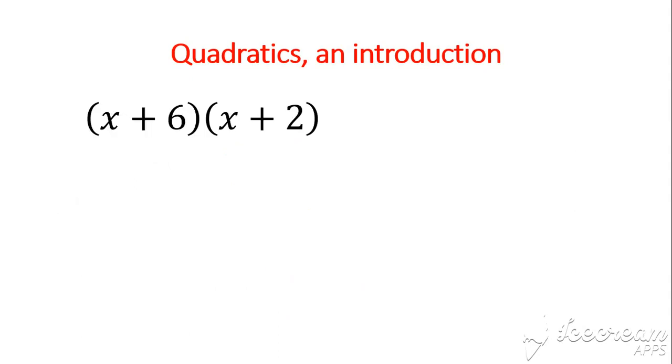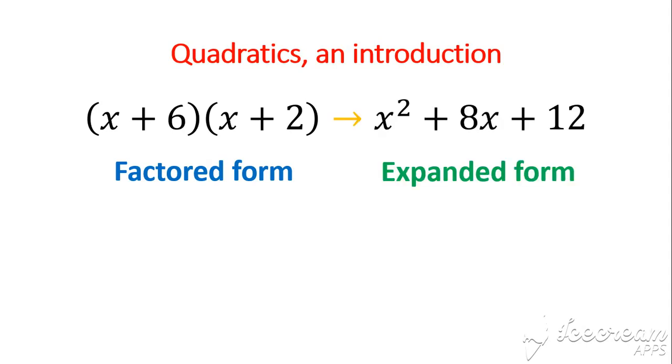Right, quadratics will come along in two main types of forms. The first type of form is called factored form, and it's inside two brackets like this. The other type of form we're going to look at is what we call expanded form. And we're going to learn how to take factored form and expand it, and take expanded form and put it back into factored form.